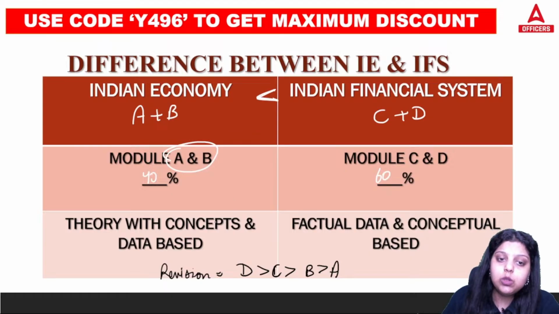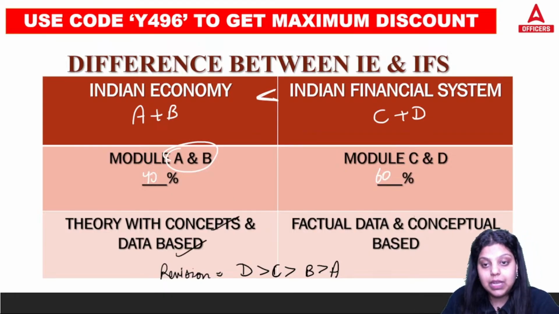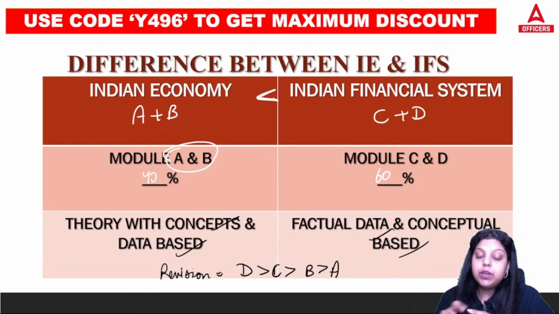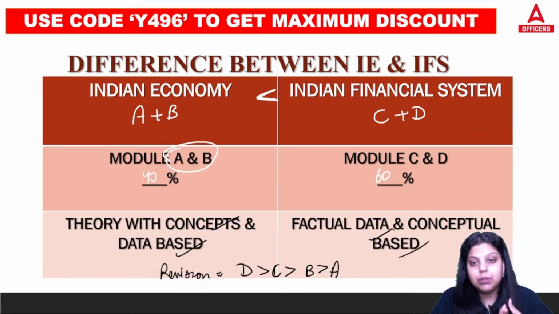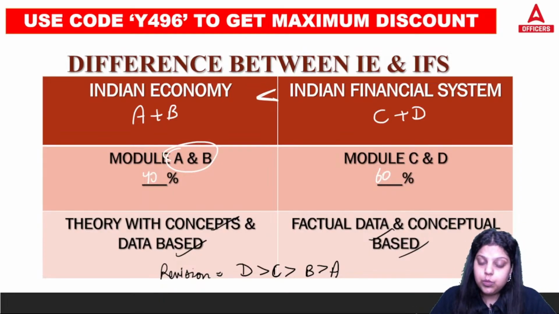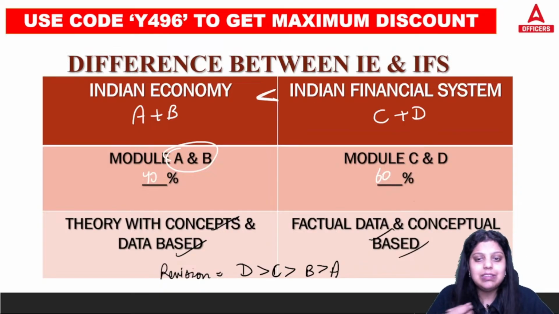Okay. Theory with concept and data-based questions will be there from A and B. Then factual data and conceptual-based questions will be there from C and D. In the A and B modules, they mostly ask 0.5 or 1 mark questions. In module B, some topics include 2 mark questions, like law of demand and supply, theories of interest. Apart from that, your monetary policy. Apart from that, you have an inflation chapter. They cover 2 marker questions. Otherwise, other topics are actually 0.5 or 1 marker questions.